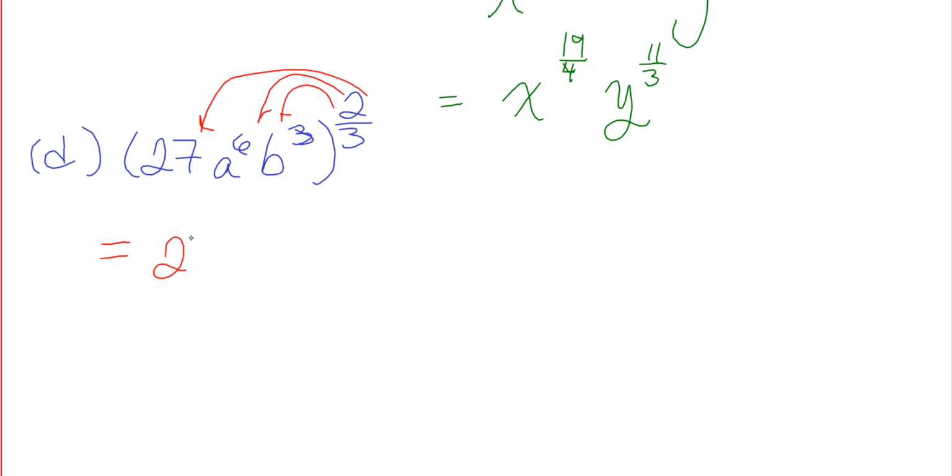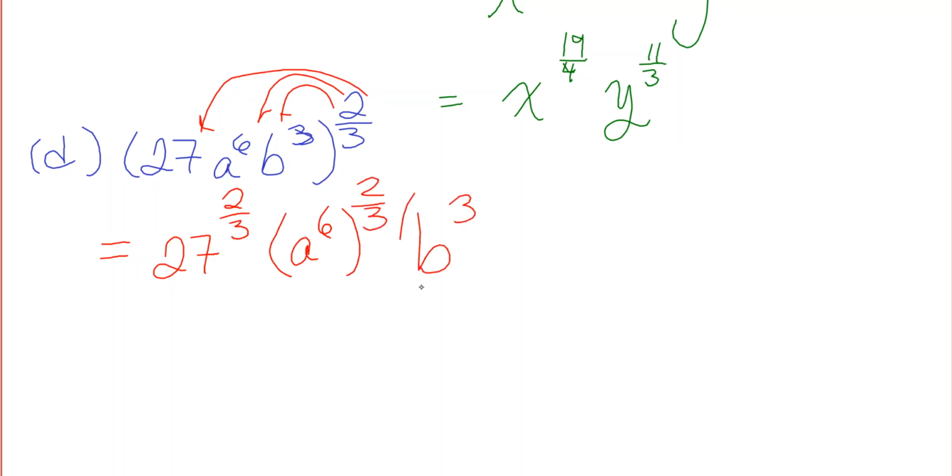So 27 is going to get a 2/3. A to the 6th is going to get a 2/3. B to the 3rd is going to get a 2/3. Look at that. It's magical.